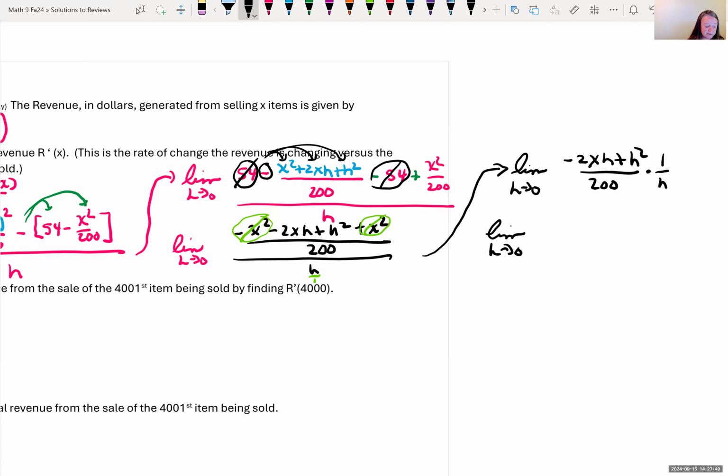Notice we have a common factor of h in our numerator. And so we can factor out that h from both of those terms in the numerator. And factoring out the h, I'm left with negative 2x plus h all over 200 times h. My h's cancel in the numerator and denominator because it's a product. So now I have the limit as h approaches 0 of negative 2x plus h all over 200.